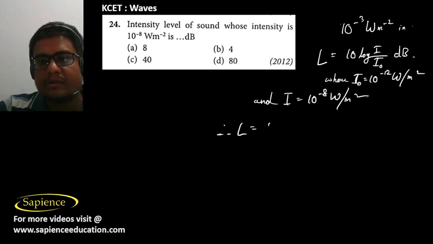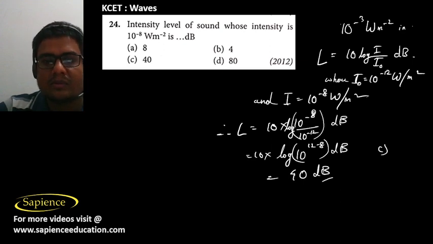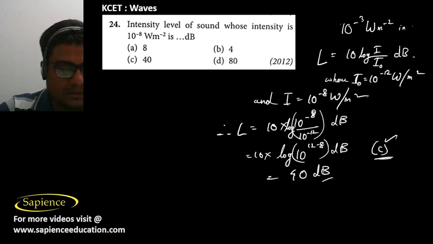Therefore the loudness will be given as 10 into log of 10 power minus 8 by 10 power minus 12 in decibels. So this will be 10 into log of 10 power 12 minus 8 decibels. So this will be 10 power 4, so log is 4, so that is 40 decibels. So option C is the correct answer.